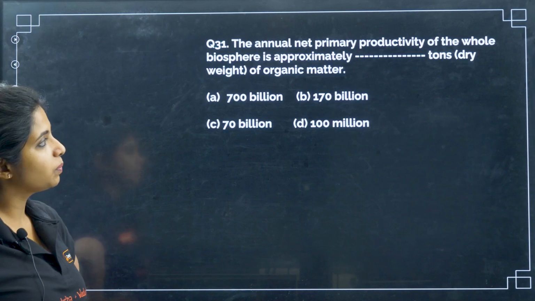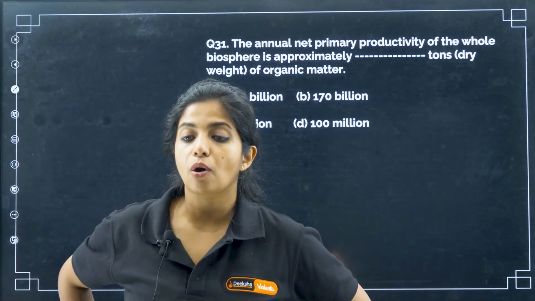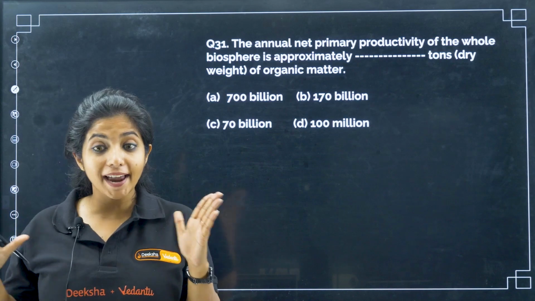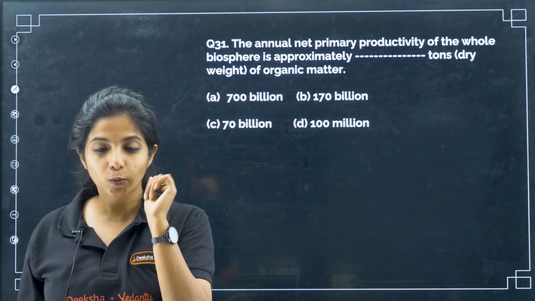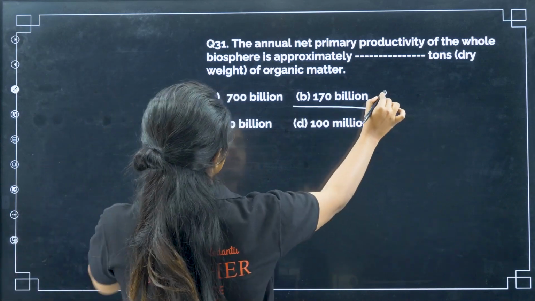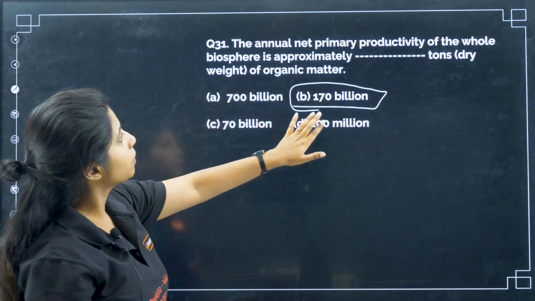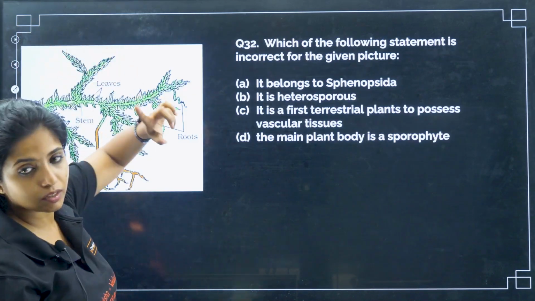Now, the annual net primary productivity of the whole biosphere is approximately dash tons of organic matter. What is the annual net primary productivity? It's 170 billion tons. This is just to confuse you all. Net primary productivity is just 170 billion tons. Straight question from biodiversity and conservation.